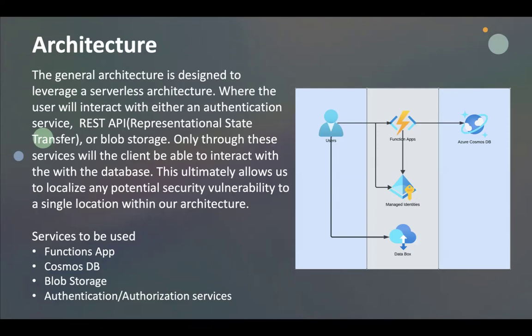So going to the diagram, you see the user will communicate with one of three services at a given time. The first one being functions, which will then also communicate with a security protocol, which will verify that the user's logged in. And if a user has permission, then and only then will it actually reach out to our database and then perform some kind of operation on the data.